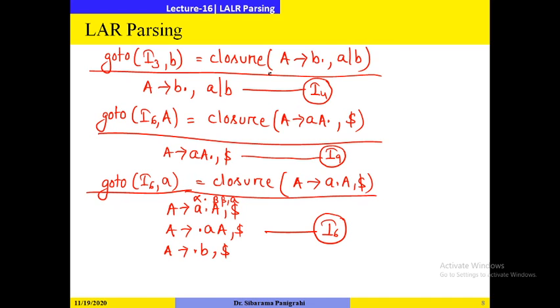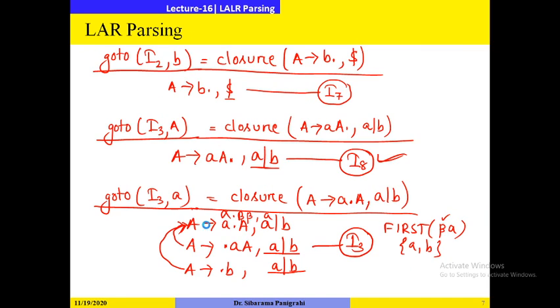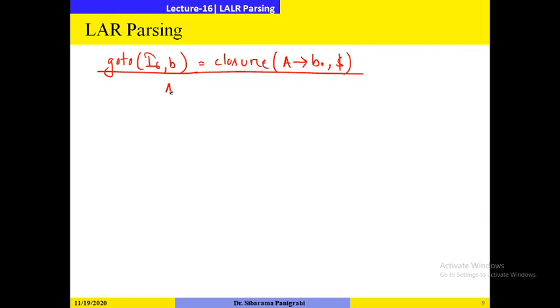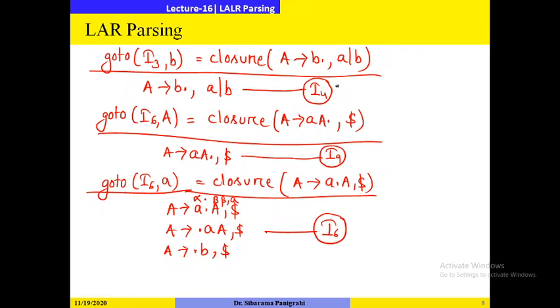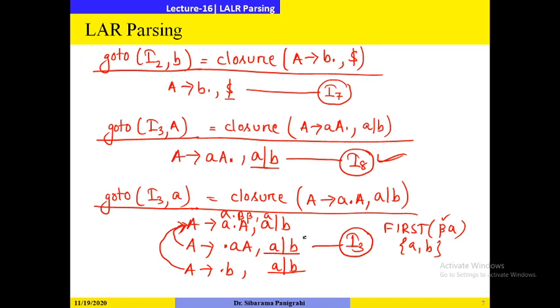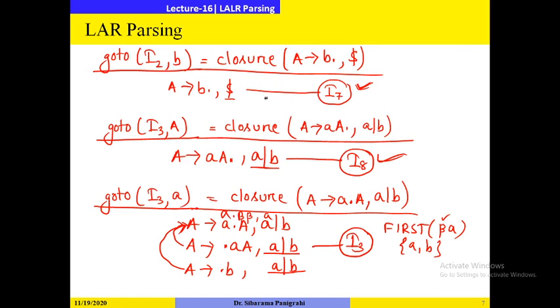So let me just verify it. In I6, yeah, it's fine. A gives to B dot dollar for this one, right? So what you will get? You will get A gives to B dot, comma dollar. Now you have to check whether this production already exists or not. A gives to B dot dollar, here AB is there. Yes, this one is called I7, A gives to B dot dollar. So I will name it as I7. It's already existing.